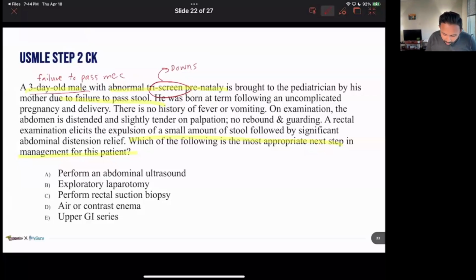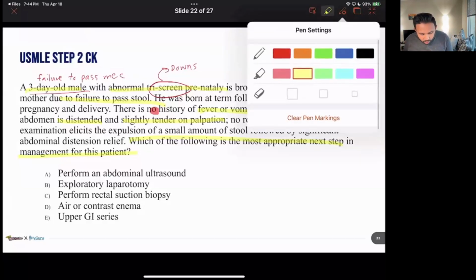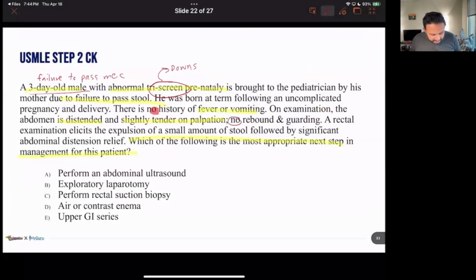He was born at term following an uncomplicated pregnancy and delivery. There is no history of vomiting or fever. Now, guys, this is very important. This in an NBME vignette means that it is a pertinent negative. It rules out, in this case, something like gastroenteritis that would present with fever or vomiting. On exam, the abdomen is distended and slightly tender to palpation. So you know that there could be air or some sort of pathology in the abdominal region. There is no rebound or guarding, so there are no peritoneal signs that you can see, another pertinent negative.